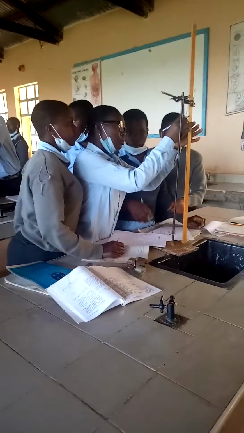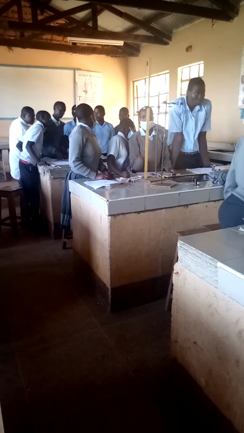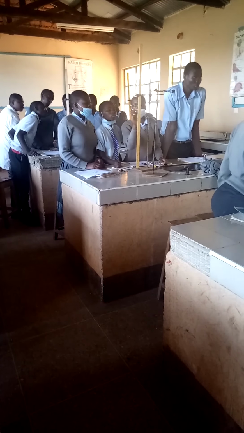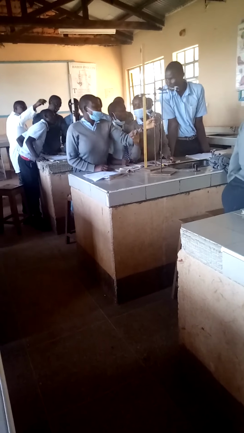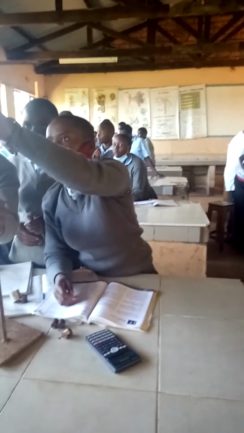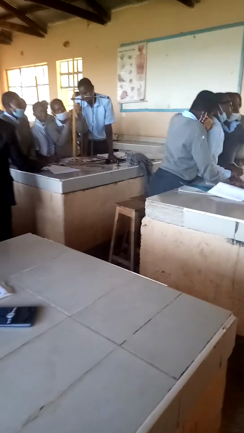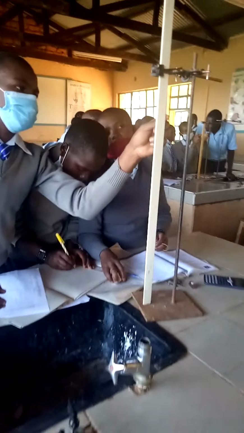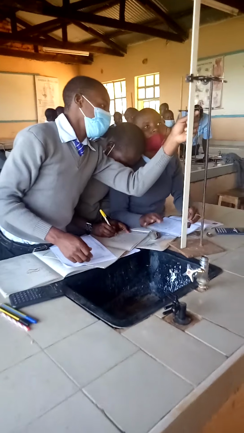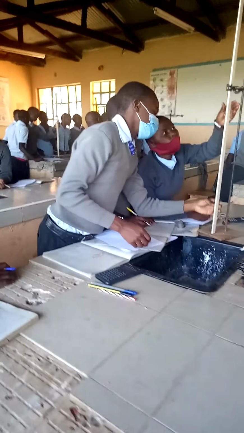The pointer is the one that will guide you. This pointer of ours, it is reading there. Use the pointer to know the initial reading over the ruler. The pointer must be there. The ruler and the spring must be together, and take the reading of the pointer.